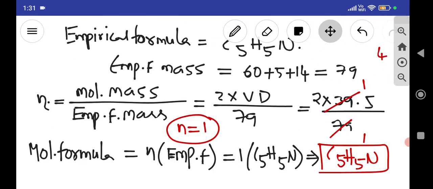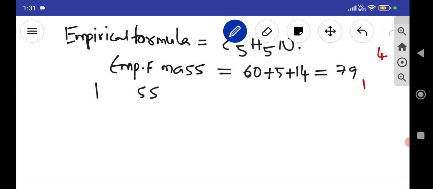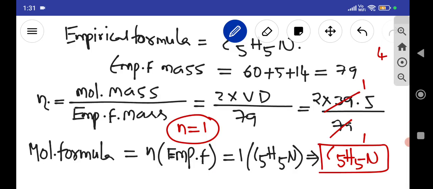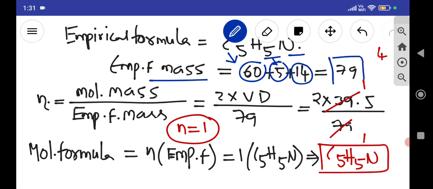Then how do you calculate the molecular formula? First and foremost, write down the empirical formula C5H5N. Then calculate the empirical formula mass. So 12 into 5, 60, and 1 into 5, 5, nitrogen atomic mass 14. So you get empirical formula mass as 79.